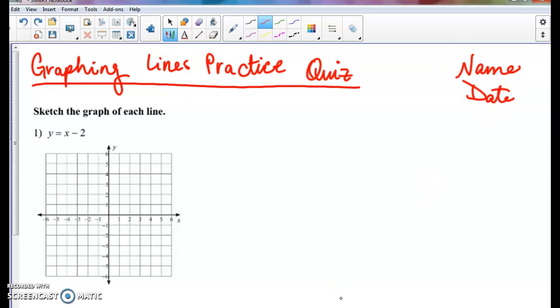So the first 4 problems on our practice quiz are graphing lines. If you look at this line, it already looks like y equals mx plus b. So if you remember, that's our slope-intercept form. So our first 4 equations we're going to graph are already in slope-intercept form. So that means the only thing I have to do is find my m and my b.